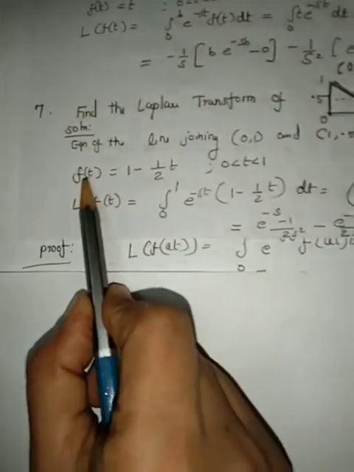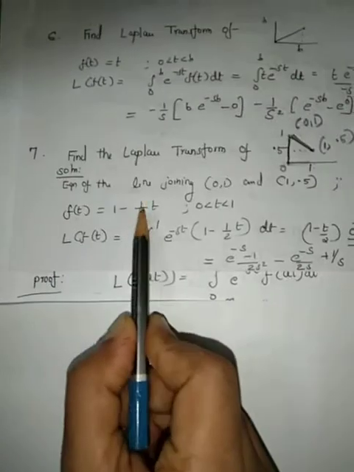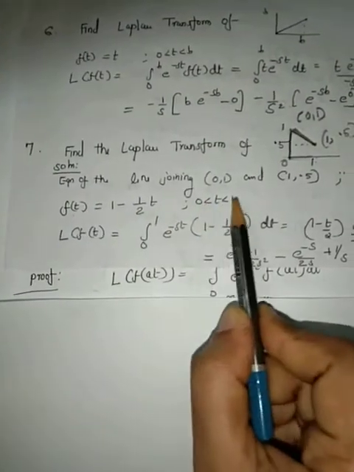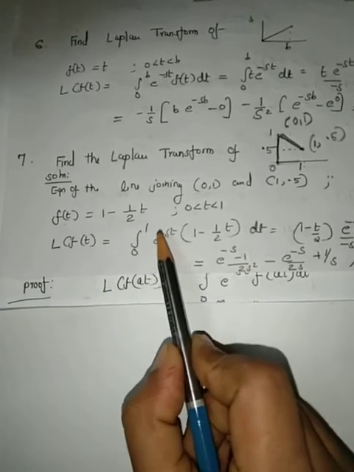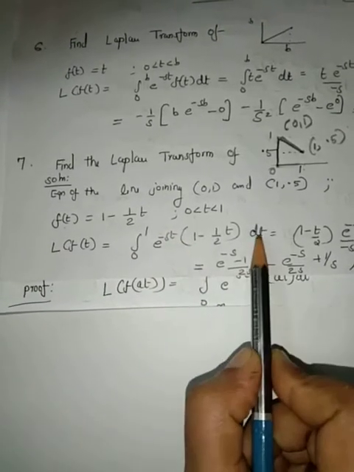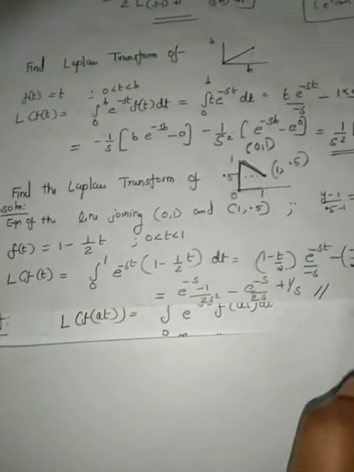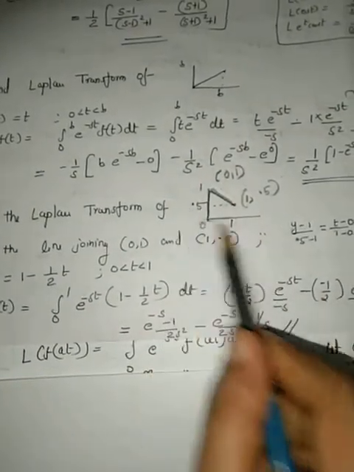That means the function f of t is equal to 1 minus 1 by 2 into t in the interval 0 to 1. Then applying the general formula, L of f of t is integral 0 to infinity e raised to minus st into f of t dt. We can easily find out the Laplace transform of the given graph.